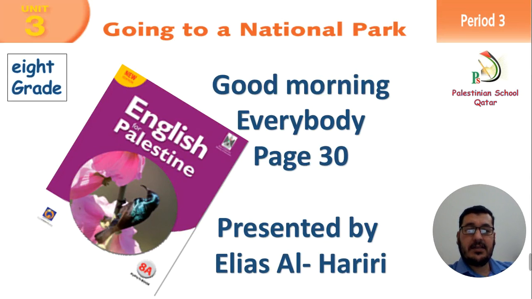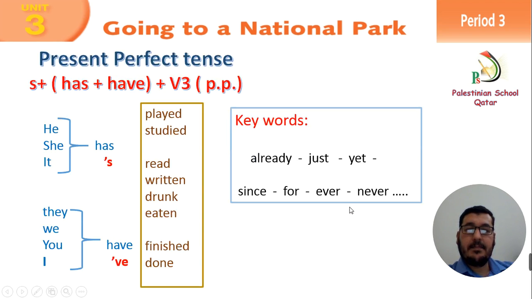Welcome to our English class, grade 8, unit 3, going to a national park. Today we have page number 30, and today we'll start with present perfect tense.